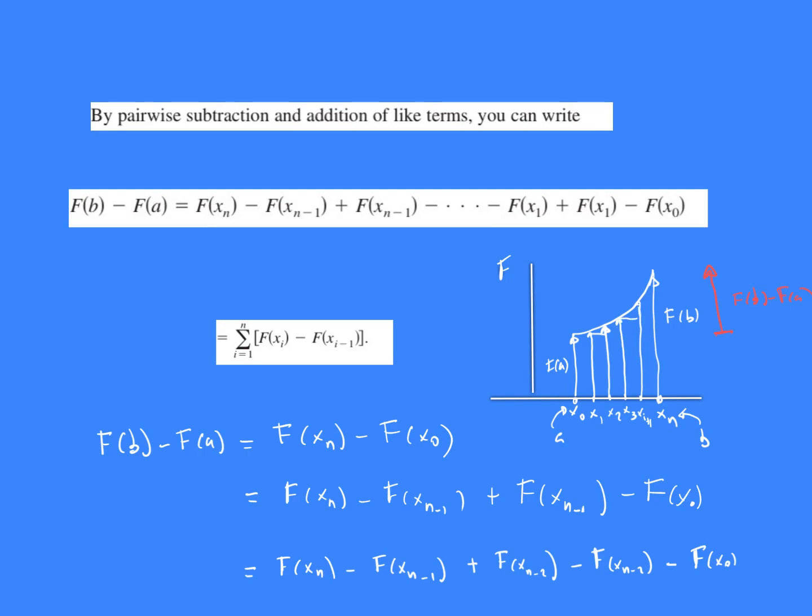So the change is here, this part of the triangle. This is the subtraction of F of x sub i minus F of x sub i minus 1, this part. The sum of all the changes is F of b minus F of a. So what I'm going to write is F of b minus F of a expressed as the sum of all these small changes.